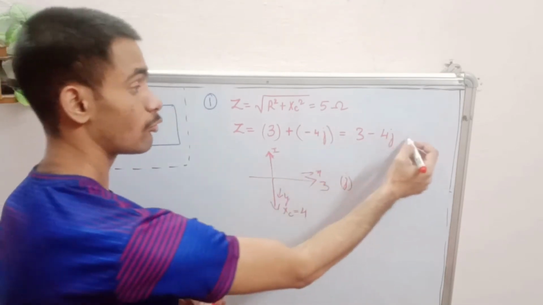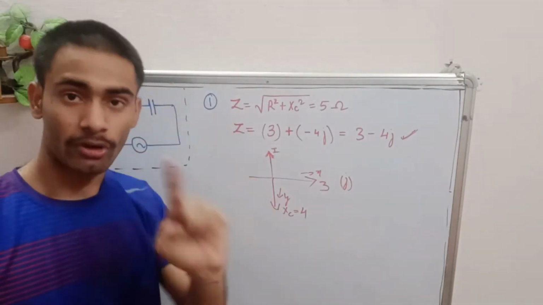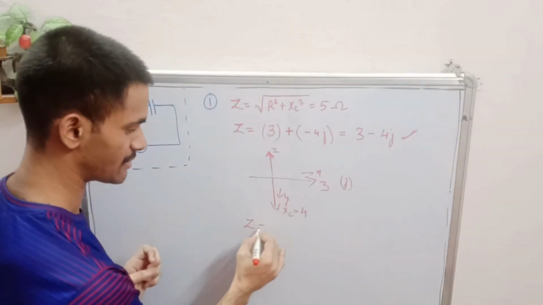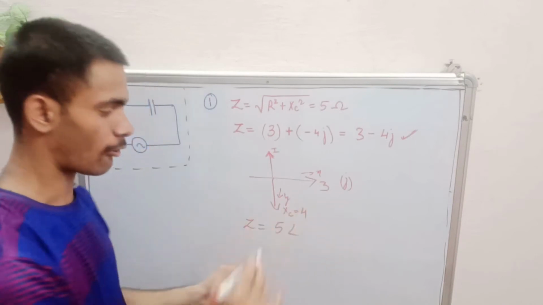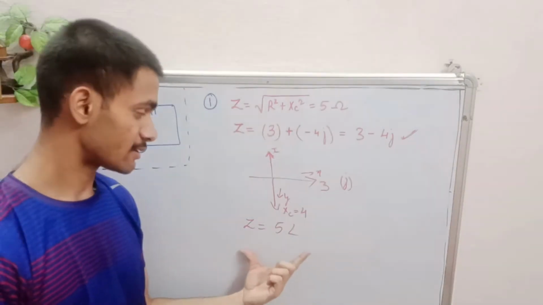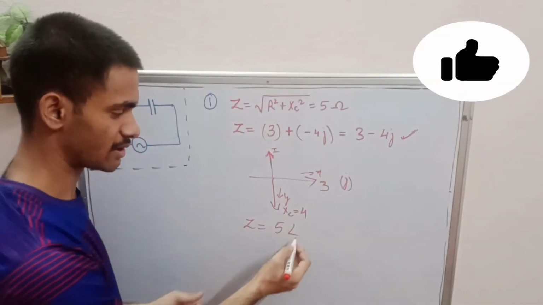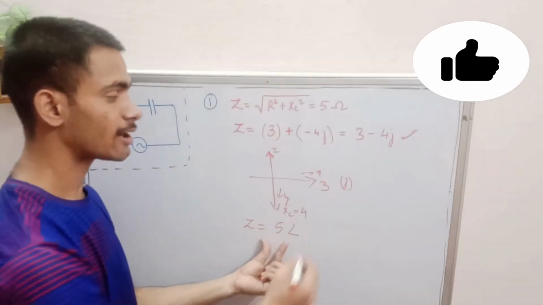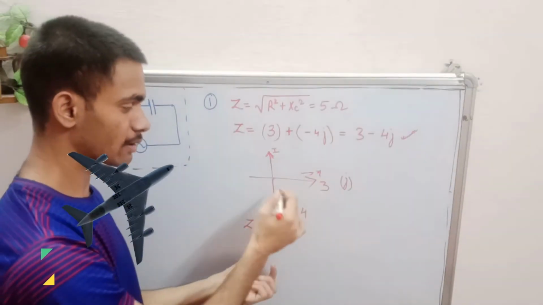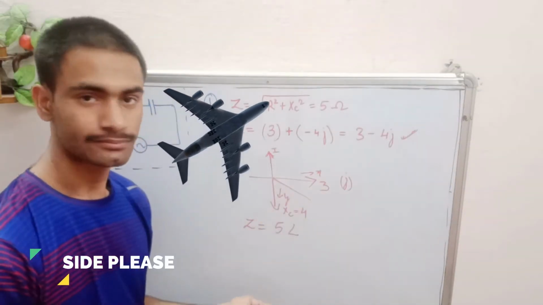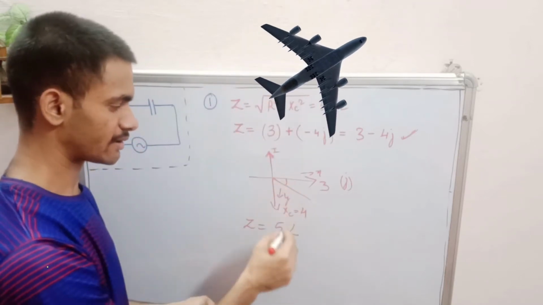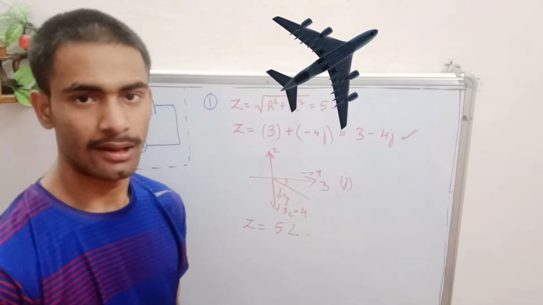Okay, so when to use this one? One more thing you can do: this Z can be represented as 5 at an angle of... This is a phasor, a polar form representation of it. 5 at an angle of whatever the resultant is. So whatever the resultant, you mention the angle over there.